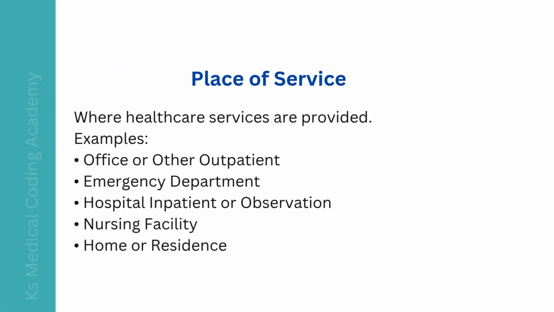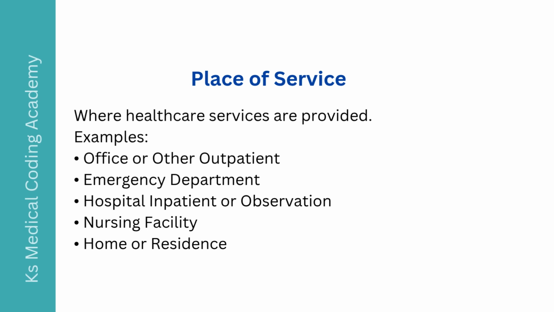The first coding element is the place of service. Place of service identifies the physical location where healthcare services are provided to the patient. Different settings have different EM code categories. For example, office visits use different code ranges than emergency department services or hospital visits. Understanding the place of service is the first step in selecting the correct EM category.